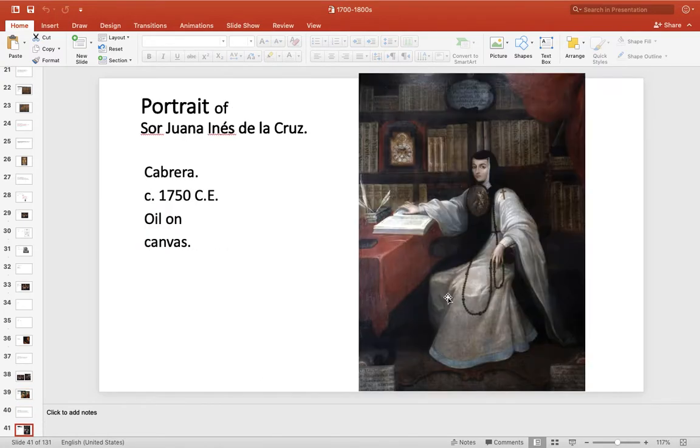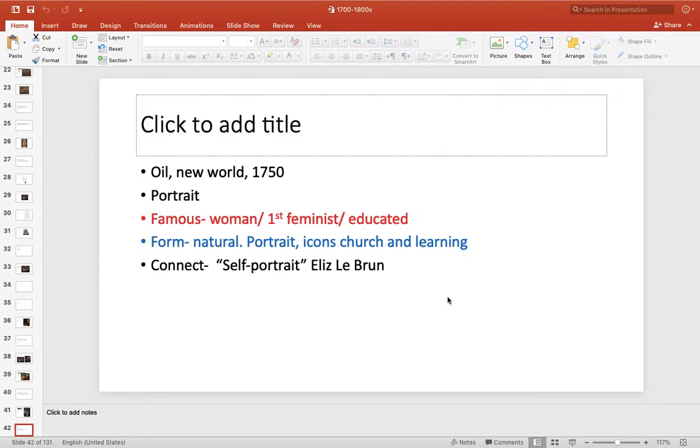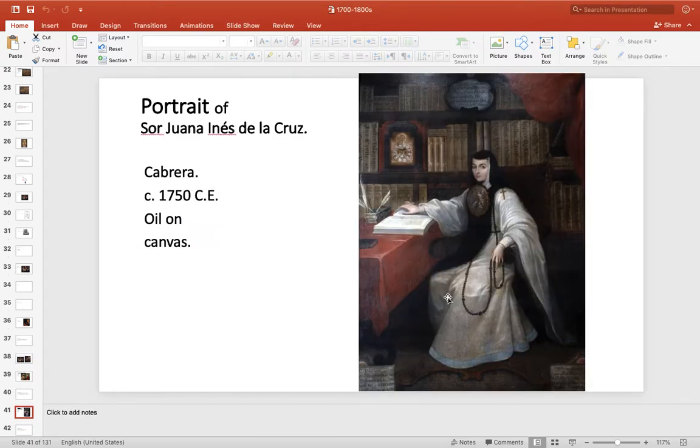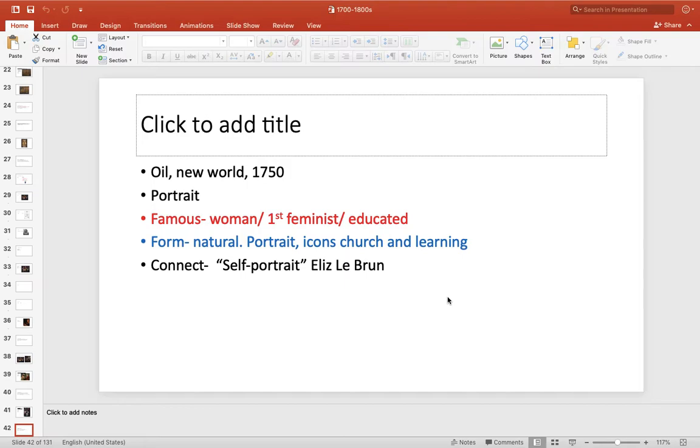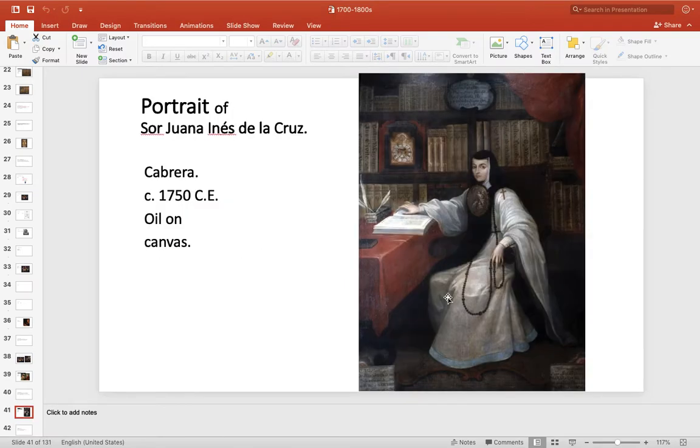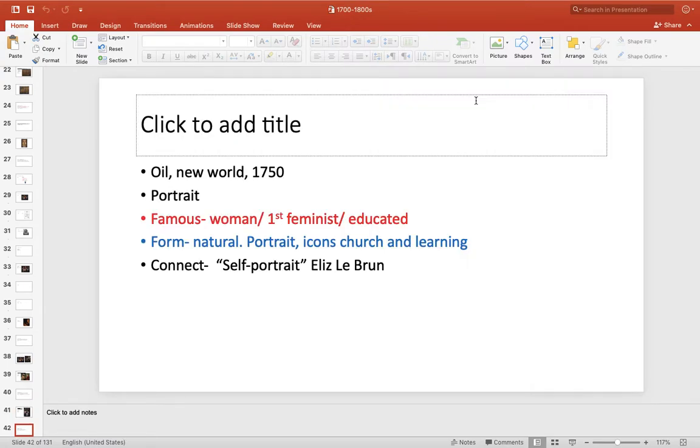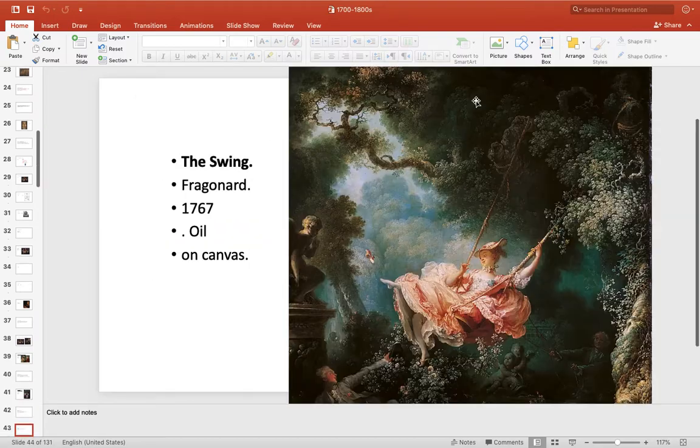All right, Portrait of Juana Cabrera. What's up with this one? It's an oil painting, 1750, New World. Function, it is a portrait. What's famous about it? She is the first feminist. She was a very famous woman who was a nun and an intellectual. Form, natural. A portrait. Icons, Christian icons, icons of the Enlightenment, icons of learning. Connection, think of her to another portrait of LeBron we'll see soon.